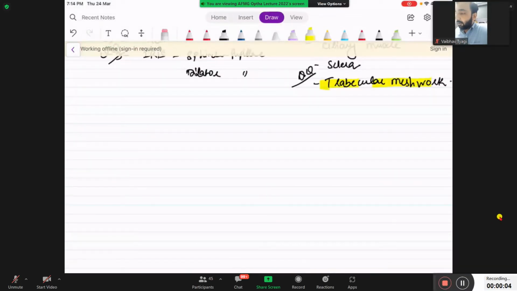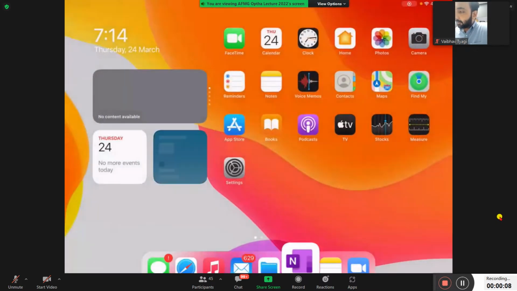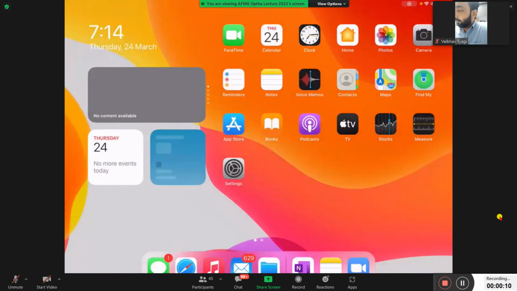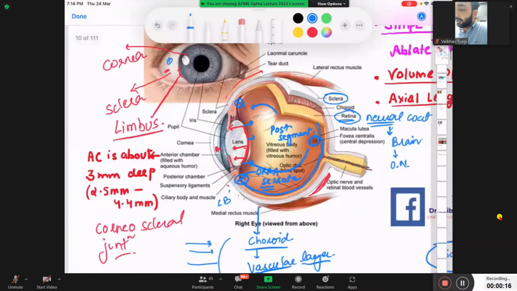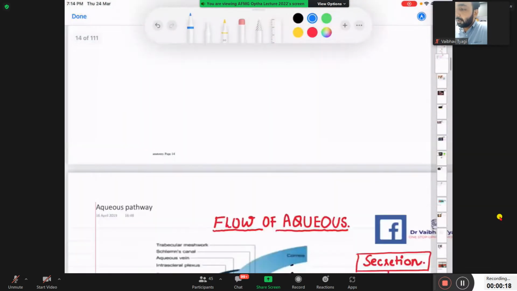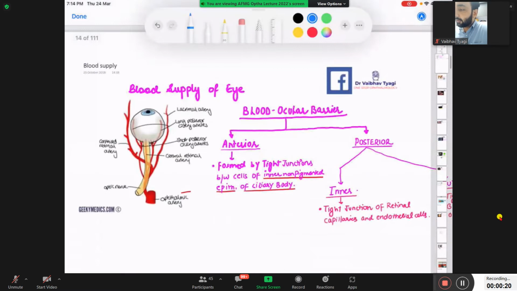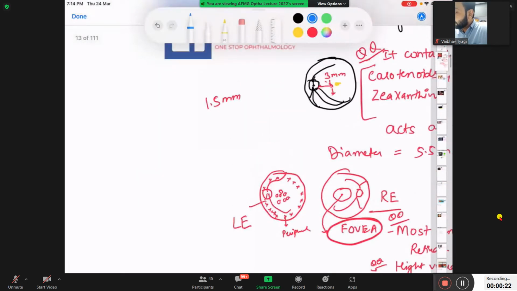Next chapter we will take on cornea. And we have discussed one disorder in the cornea, which was keratoconus. Can you tell me where we have studied keratoconus? In anatomy, where we have discussed keratoconus?